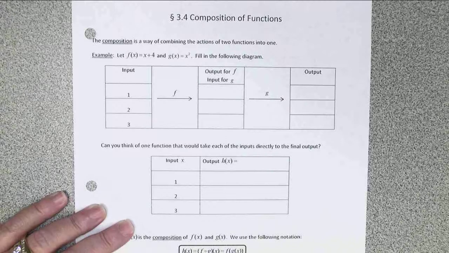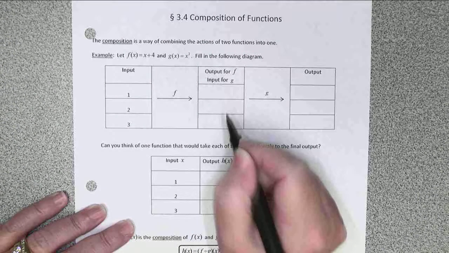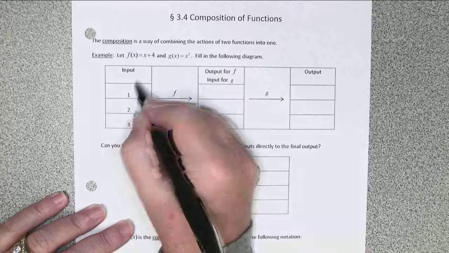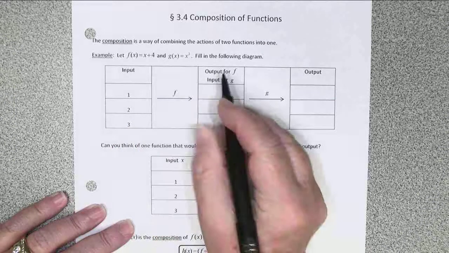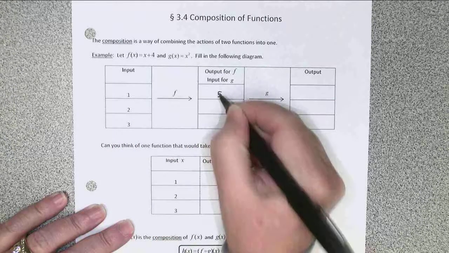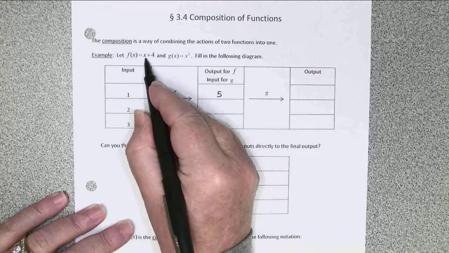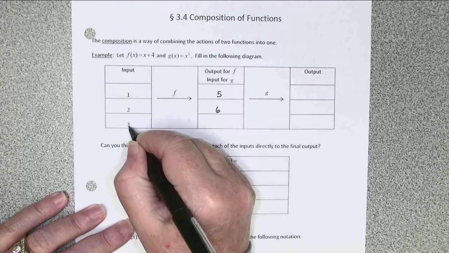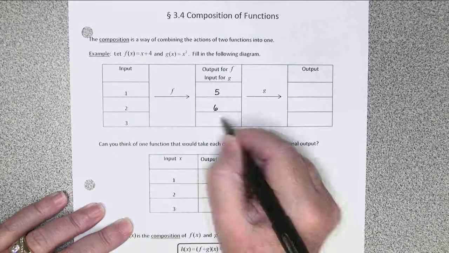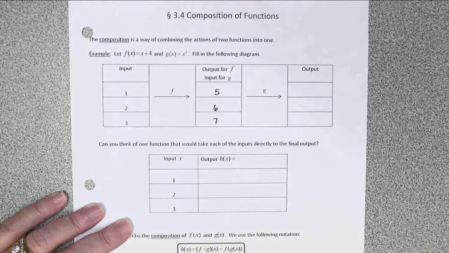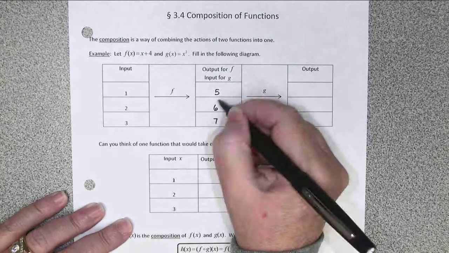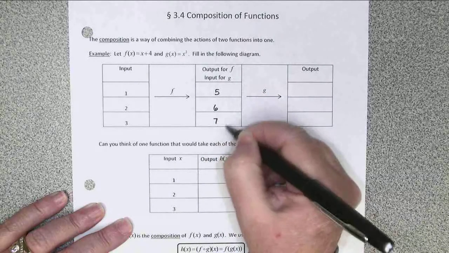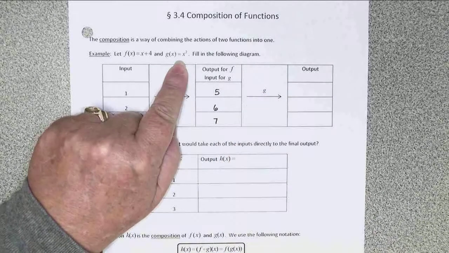We'll start by concentrating on the f. I've got specific inputs for my f, and then I'm going to put the outputs over here. So if I put 1 into my function f, 1 plus 4 would give me 5. Plugging in 2, 2 plus 4 would be 6. And plugging in 3, 3 plus 4 would be 7.